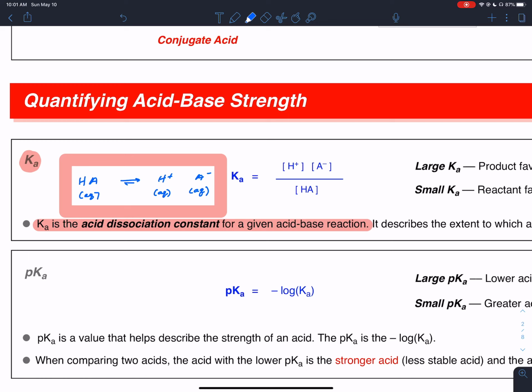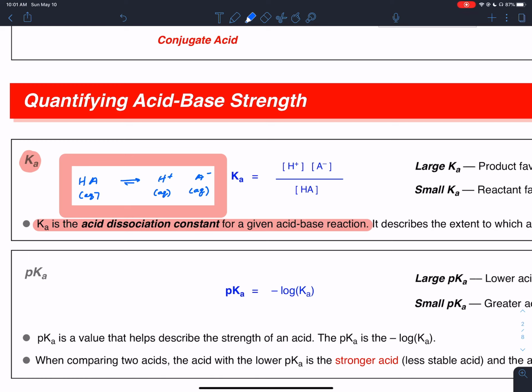Our solution is water. We are putting our acid in water, and what could happen here is that water would deprotonate to form hydronium, or we could say H+ aqueous, and the acid would become deprotonated, and then we would have its conjugate base species A- in solution.